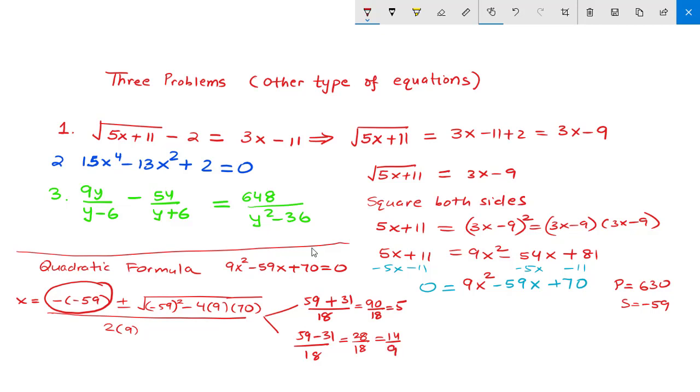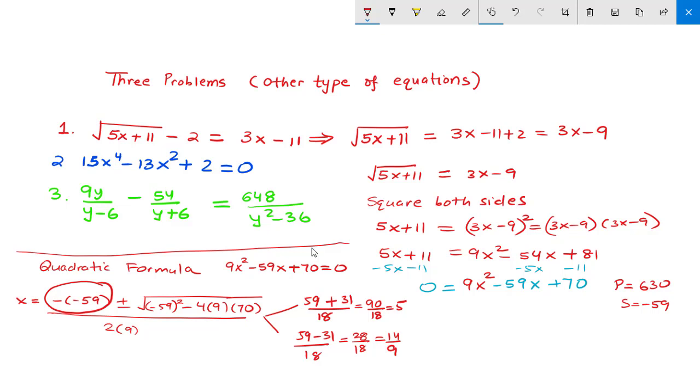Now, in the case of a radical, it is really crucial to check the solutions. Why? Because when you are squaring an equation, you are increasing the degree of the equation. So there are chances that you may end up with redundant solutions, more solutions. So it's always good to check.